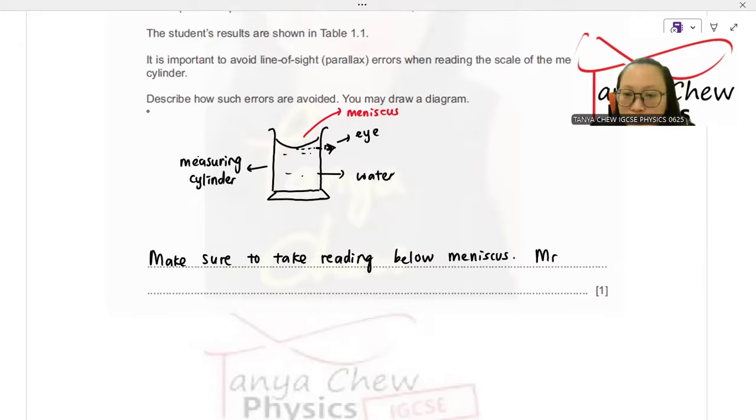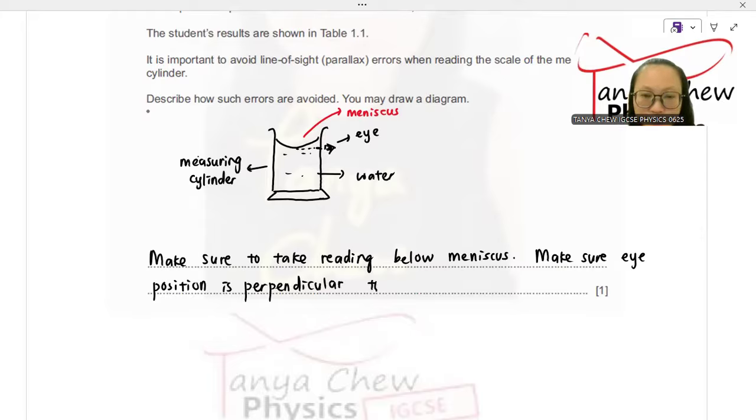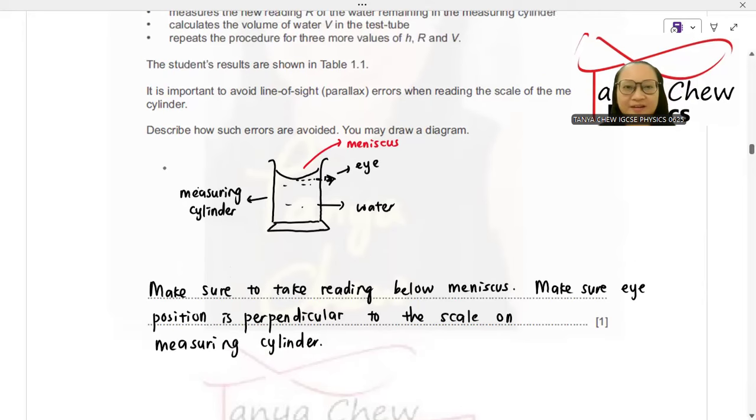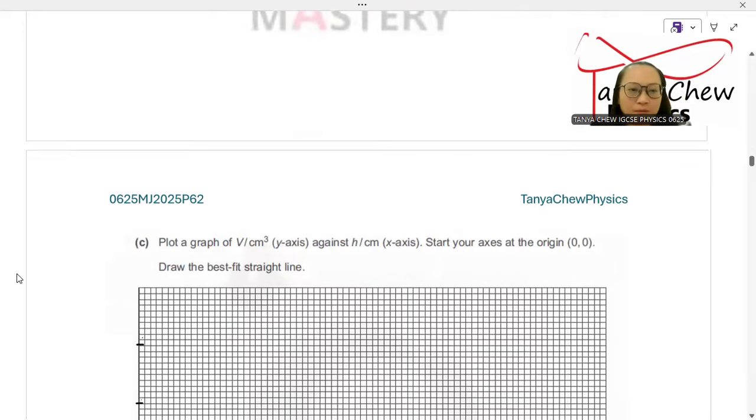And okay, also make sure eye position is perpendicular to the scale on the measuring cylinder. We are done. Now the next one.